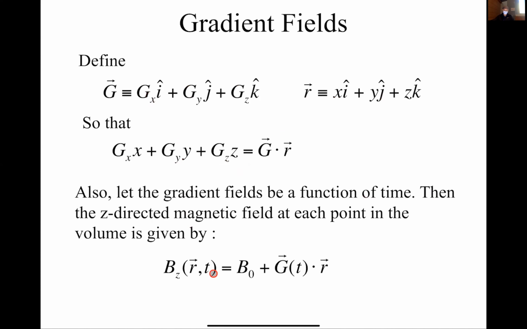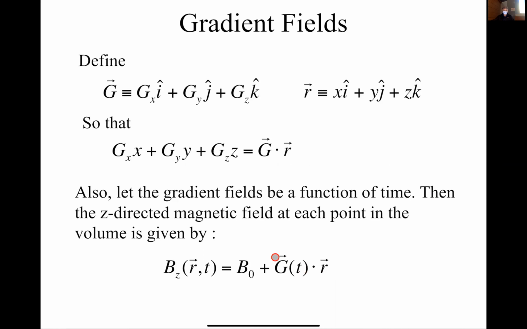And so that means that in any location r as a function of t, my magnetic field in the z direction is just going to be B0, my uniform field, plus G dot r. And we're going to see later on that a really critical part of MR is that the gradients are not static. We turn them on and off, oftentimes very quickly.